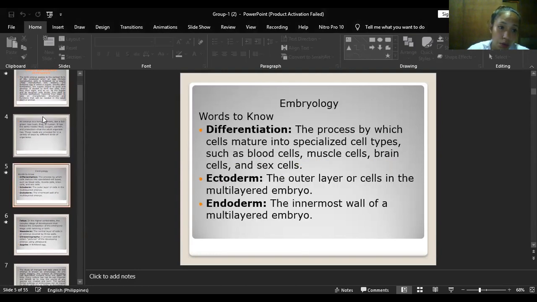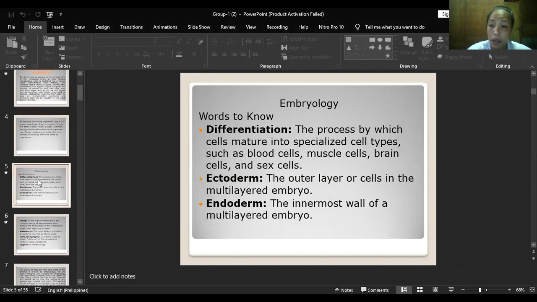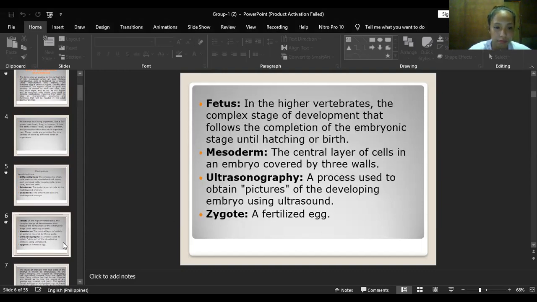Here we have the definition of an embryo. An embryo is actually a living organism. It has the same needs, like food, oxygen and protection. These are actually provided for in a variety of ways by different kinds of organisms. So in embryology, we have some words and things to consider. We have here the different words.